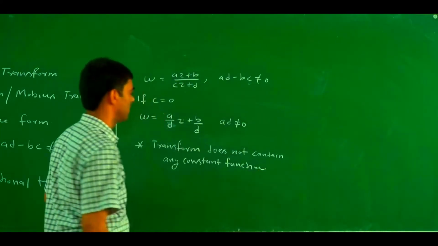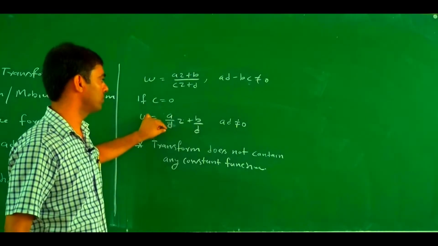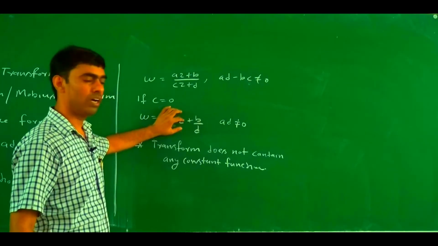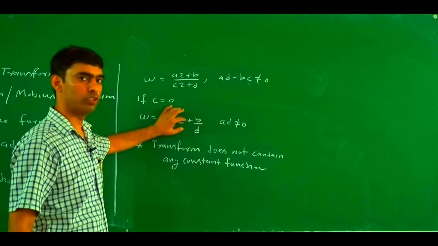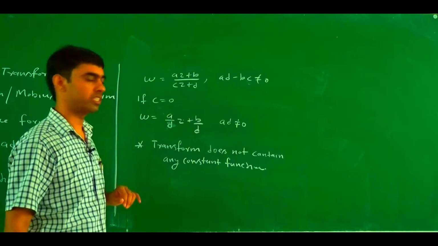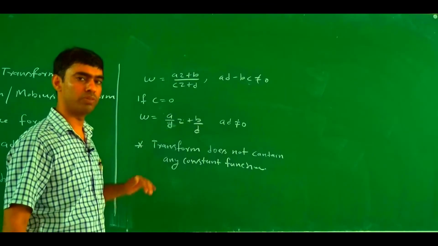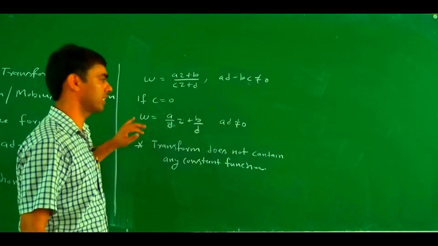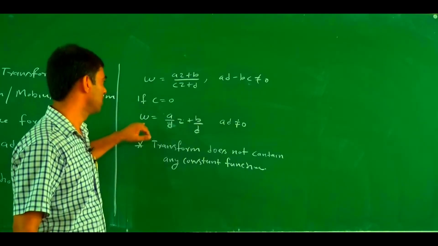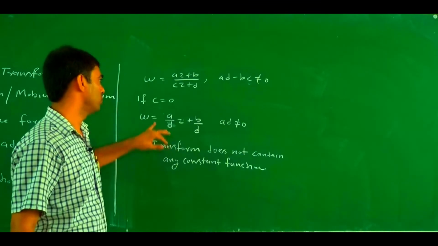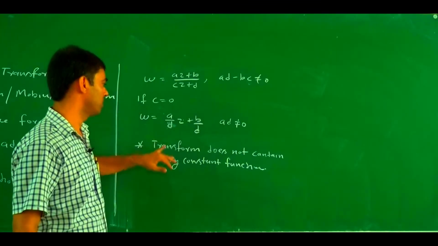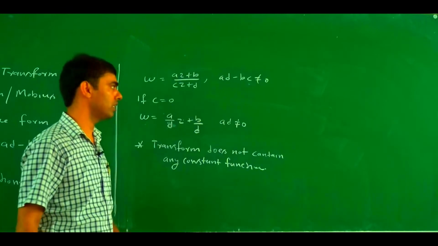Constant function means if A does not equal 0 and D does not equal 0, then there is always a presence of this term. So you cannot express this one as a constant function, meaning W equals a constant, W equals 3, W equals 4. If there is a bilinear transform, you cannot express the transform as a constant function.